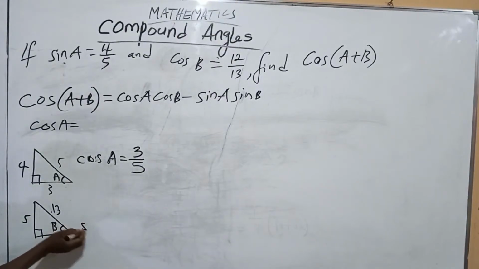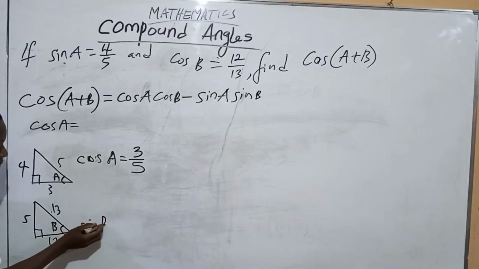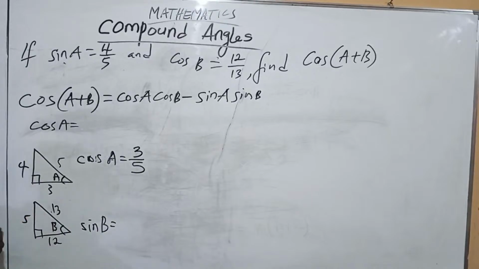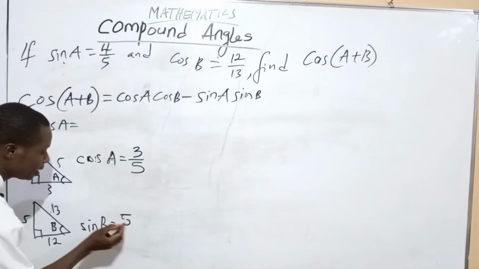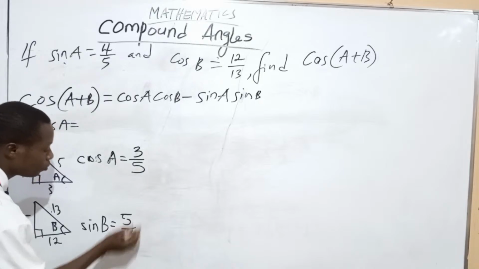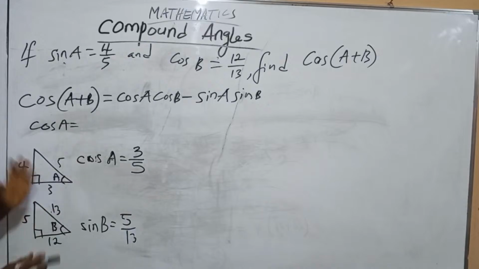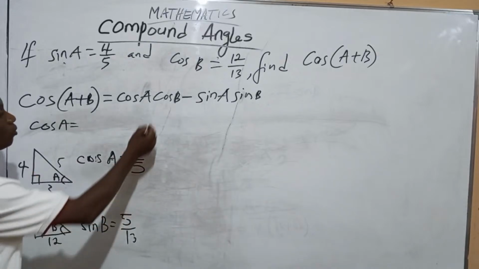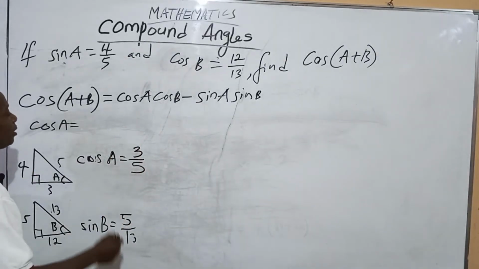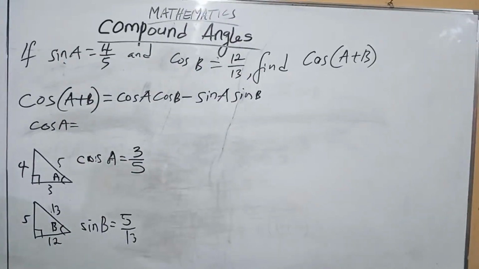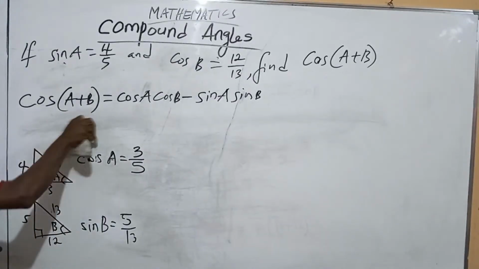So what is our sine B? Sine B is equal to opposite over hypotenuse, which is 5 over 13. Once you get this one, you can go ahead. You can even use the formula directly and not waste your time. So we can now go ahead and get our work done. We don't need to waste our time, all right?